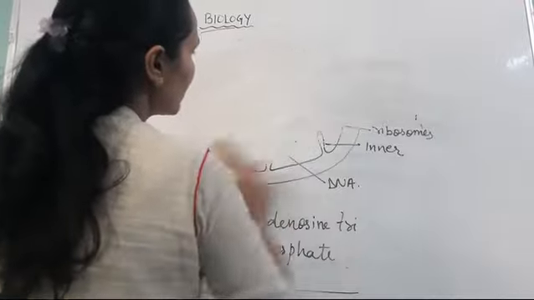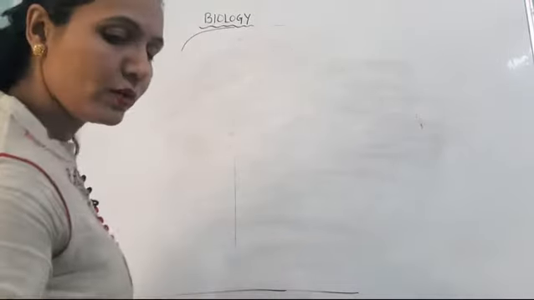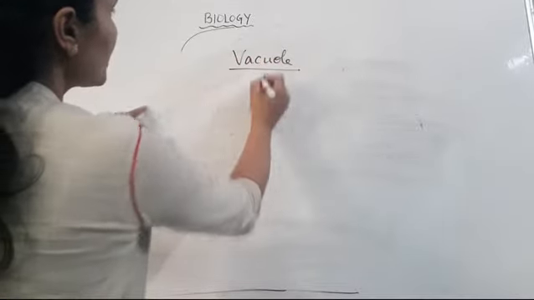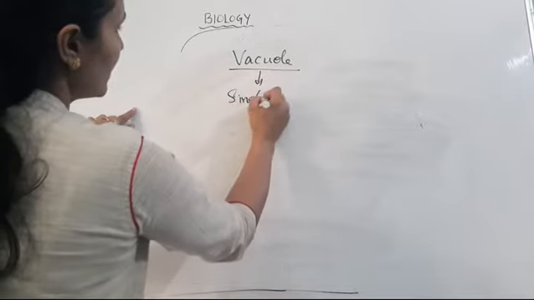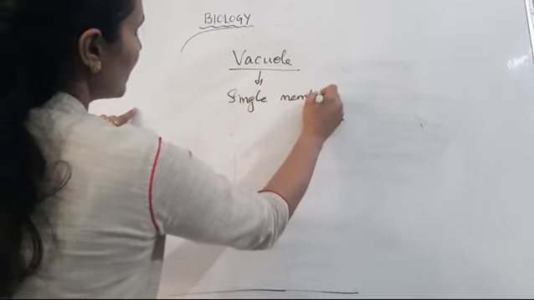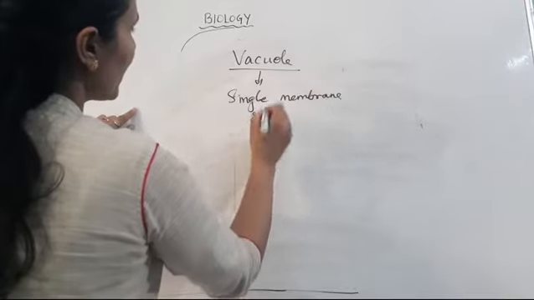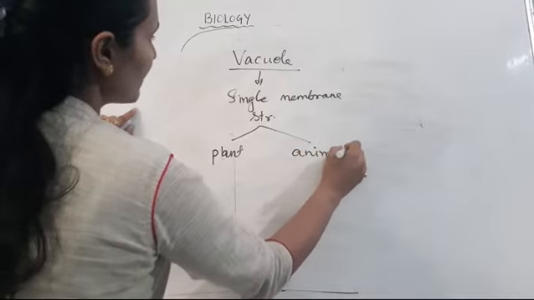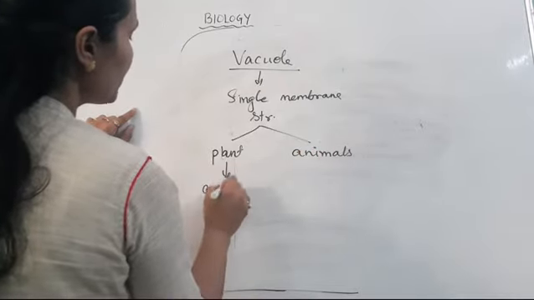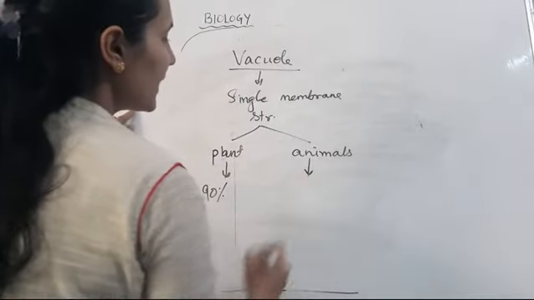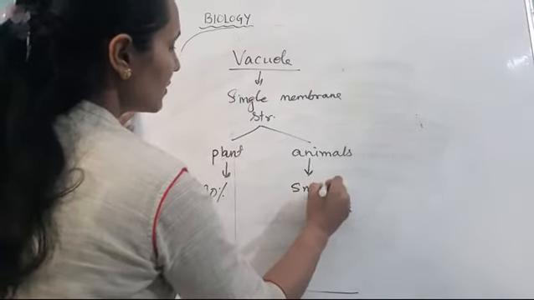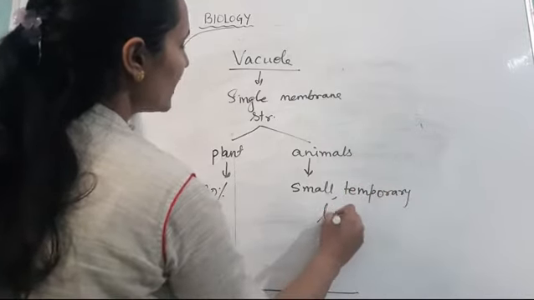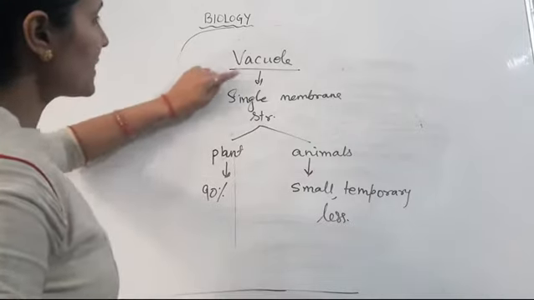The next one is the vacuole. So you know that this is a single membrane structure that is present in both plants as well as animals. In plants it occupies 90% of the cell volume, and in animals it is small or temporary. Their number is also less. Clear? So this is a single membrane structure.